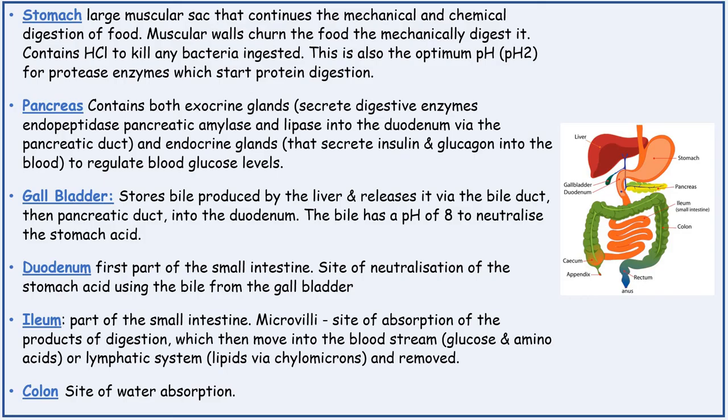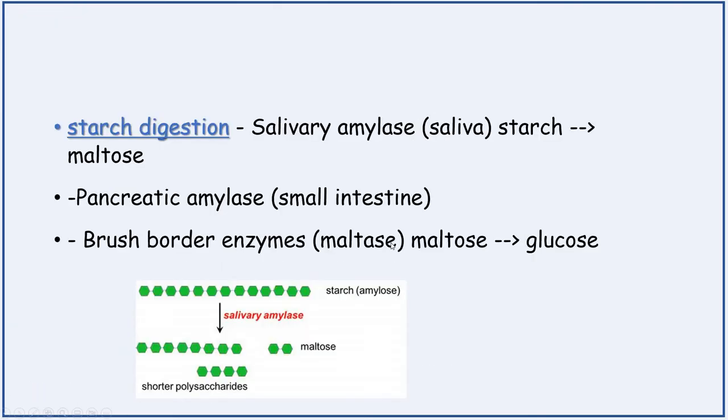The ileum is part of the small intestine. It has microvilli on the epithelial cells for the site of absorption of the products of digestion, which then move into the bloodstream. So glucose and amino acids, either by facilitated diffusion or active transport using co-transport, or the lymphatic system, the digestive products of lipids move by chylomicrons and then are removed. And then the colon, or large intestine, is the site of water reabsorption.